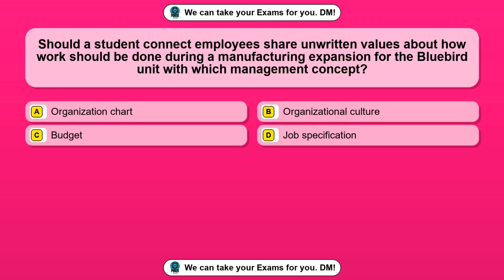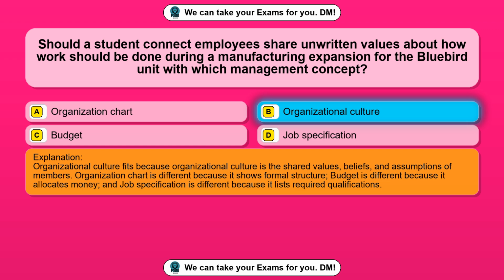Question 64. Should a student connect employees share unwritten values about how work should be done during a manufacturing expansion for the Bluebird unit with which management concept? Option A, organization chart. Option B, organizational culture. Option C, budget. Option D, job specification. The correct answer is option B, organizational culture.